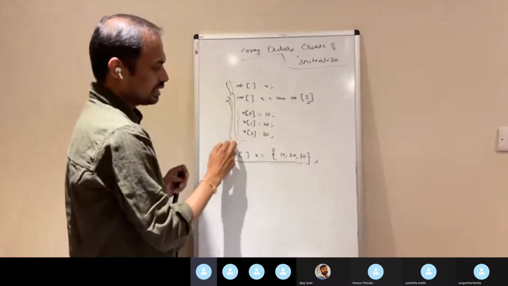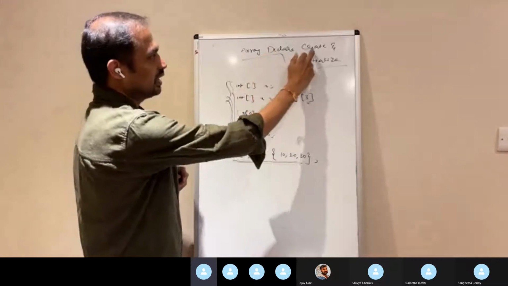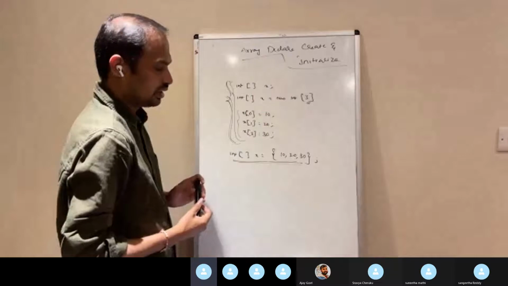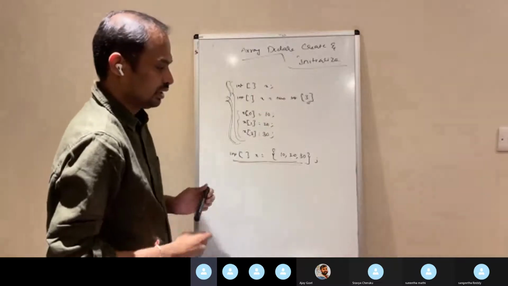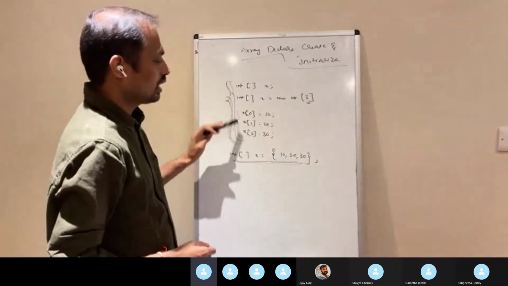Instead of writing these many steps, I'm writing in a single step where I'm declaring, creating, and initializing. All three things are happening in a single line. That is the shortcut representation of an array. In the programs, we'll be declaring like this. We are not going to declare like the long way.